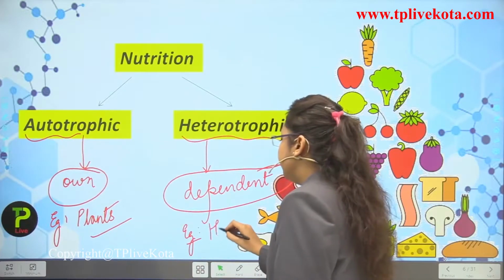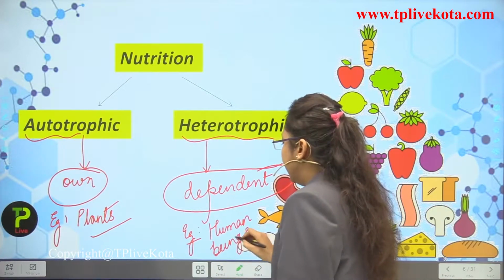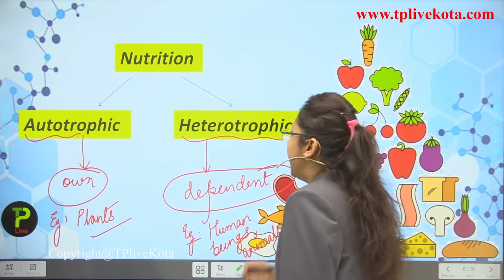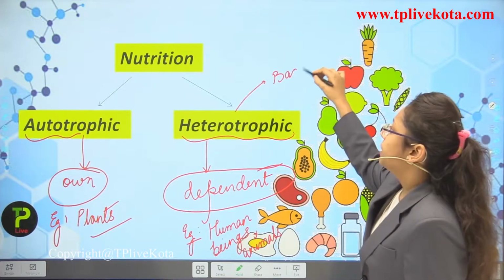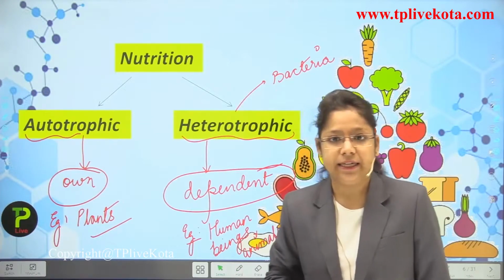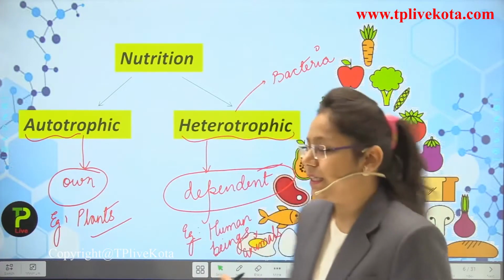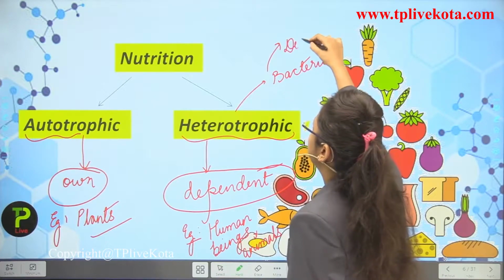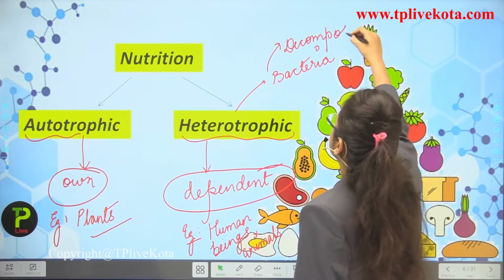Okay, so I am writing here human beings, like us. And if we talk about animals, animals are also counted as heterotrophs, but I am giving the example of bacteria also. Now what are bacteria? You have read it in 9th class very clearly, what a bacterium is. Now I am going to talk about the mode of nutrition of bacteria in this particular lecture. So if we talk about bacteria, there are decomposers which are present inside the soil for nutrition.